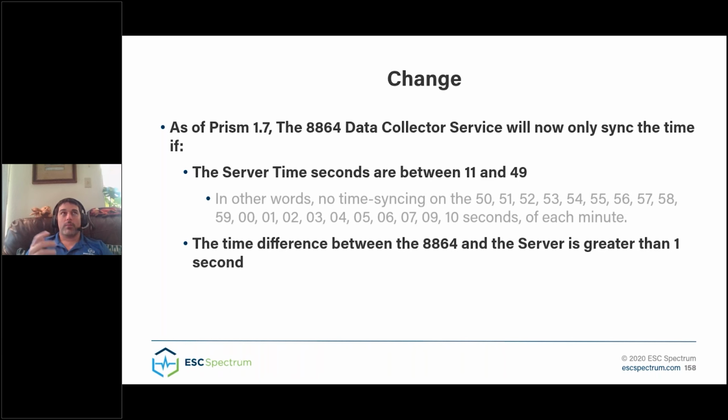Also, before it used to just blindly send the time sync commands regularly. But now what we're doing is Prism server will ask the 8864 for its current time before sending the update. In other words, it'll say, hey, 8864, what's your time? And if the time that it thinks it is is more than a second off from what the server thinks it is, the server will tell the 8864, here's your time.